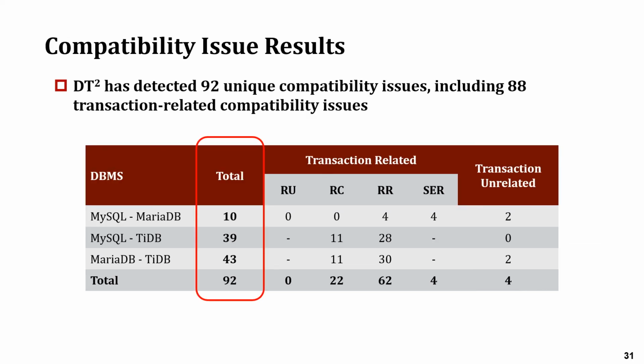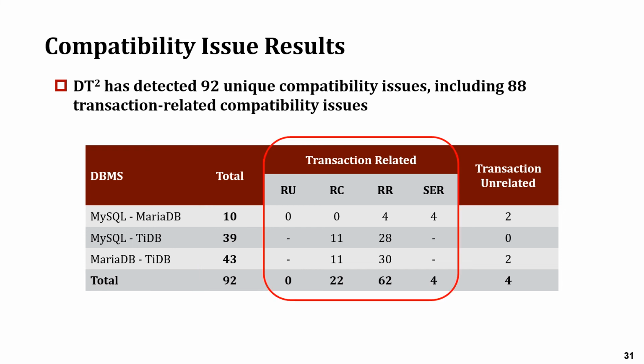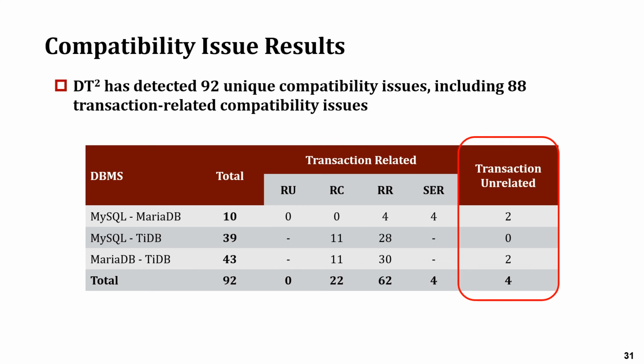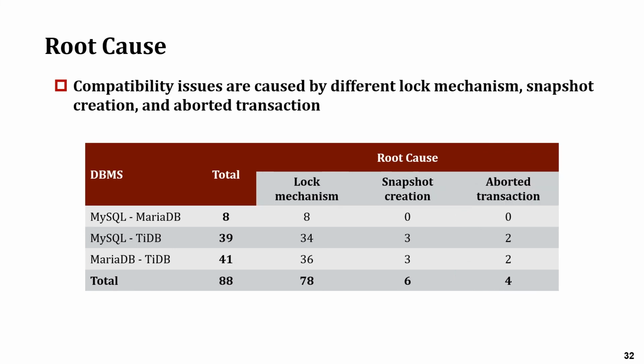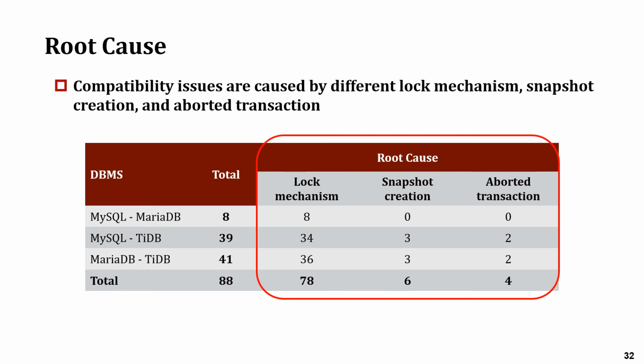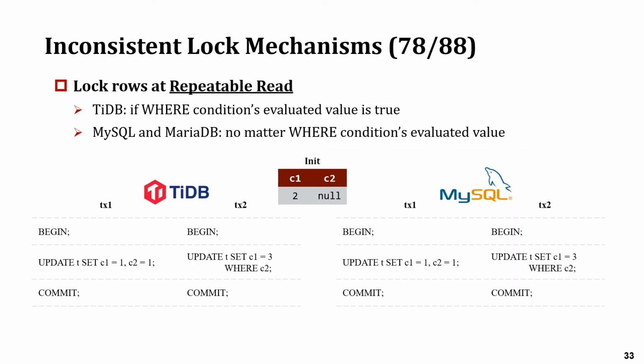TT-square has also detected 92 unique compatibility issues, including 88 transaction-related and 4 transaction-unrelated compatibility issues. We mainly study these 88 transaction-related compatibility issues. From these, we identify 3 root causes, that is, inconsistent lock mechanisms, inconsistent snapshot creation, and the aborted transaction is different when a deadlock occurs. Most compatibility issues are due to inconsistent lock mechanisms.